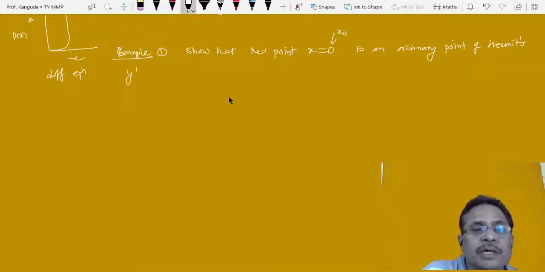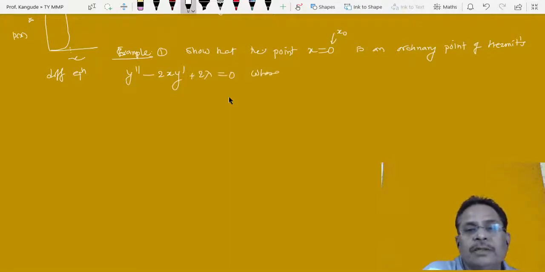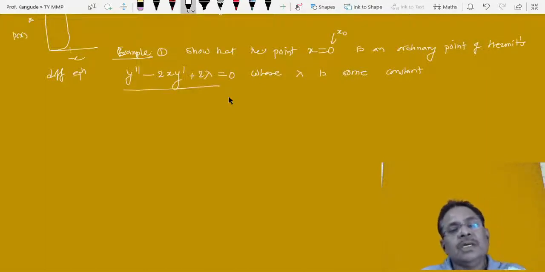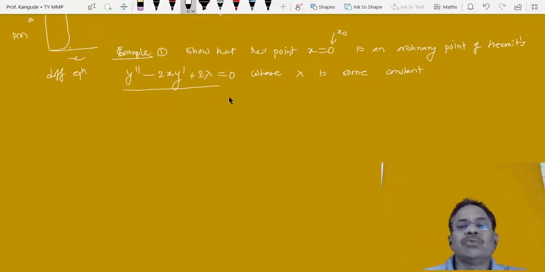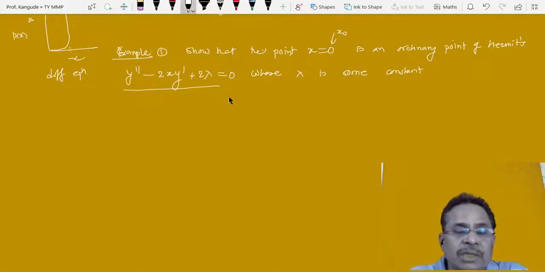The form of this equation is y double dash minus twice x y dash plus twice lambda y is equal to 0, where this lambda is some constant. Try to understand, this is the form of the Hermite differential equation. This is the standard differential equation, and we have to prove that x is equal to 0 is an ordinary point of that differential equation.